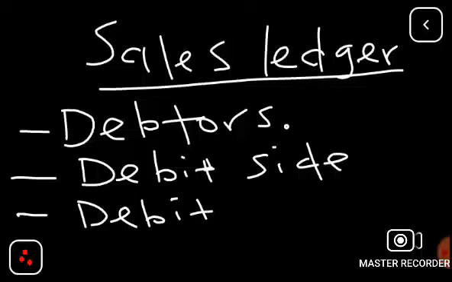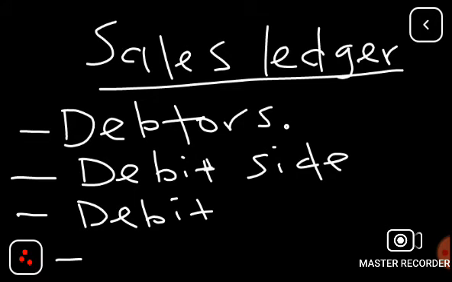That's if our debtors are still owing us money. But if our debtors pay the full amount of money, then we no longer have a debit balance, and the sales ledger will be closed. These are 3 tips.